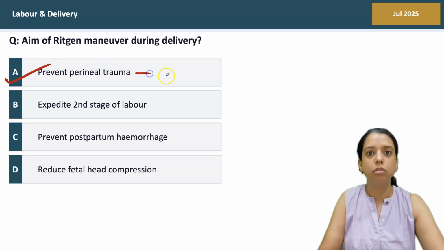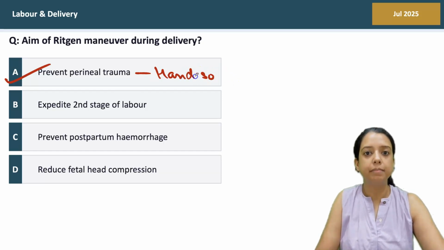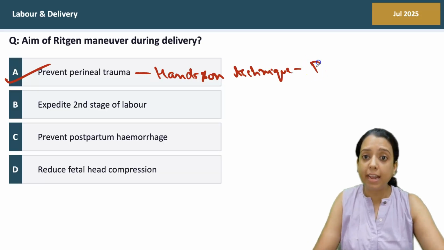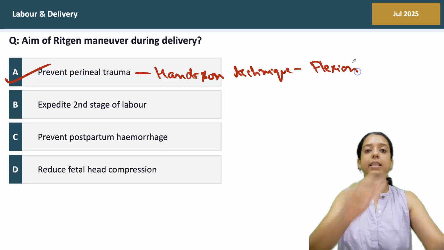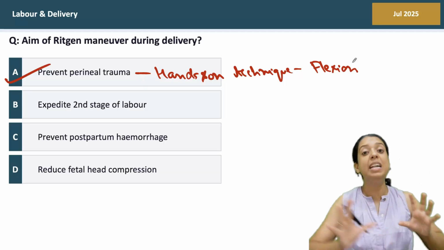What else do you use? Hands-on technique. What do you try to do in hands-on technique? You try to maintain the flexion. You try to maintain the fetal head flexion by the hands-on technique and protect the perineum and deliver it.